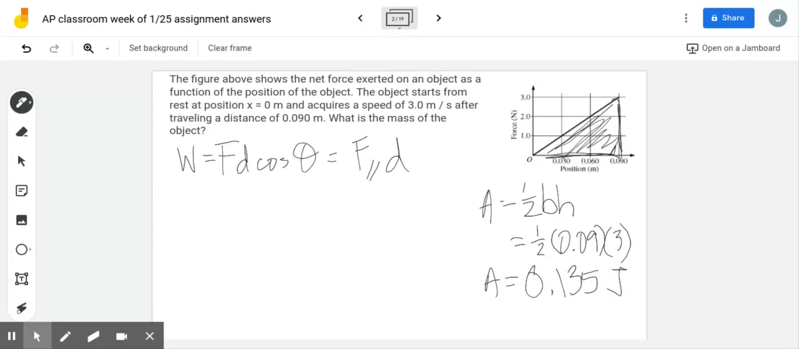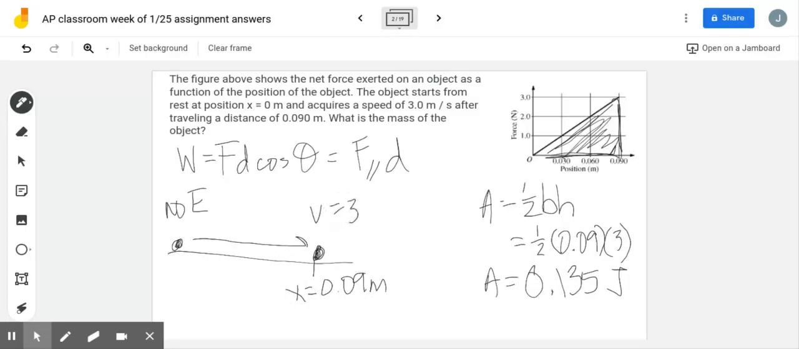It says the object starts from rest. So let me just draw this object, by the way. So this object starts from rest, so there's no energy. And then it goes, this is at x equals 0.09 meters. Here, the speed is 3 meters per second. And so this has kinetic energy, right? K and no E. So that means this work here. So we have 0 energy plus the work equals kinetic energy at this point. So kinetic final, I'll call it.